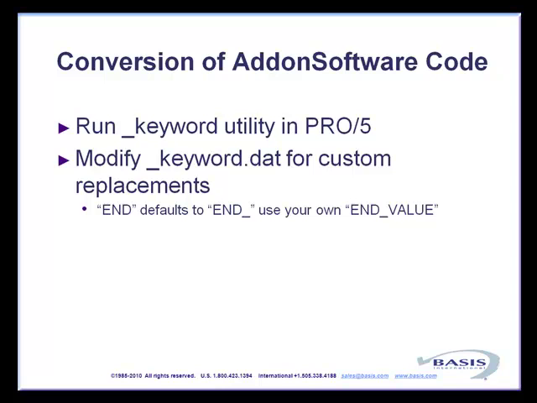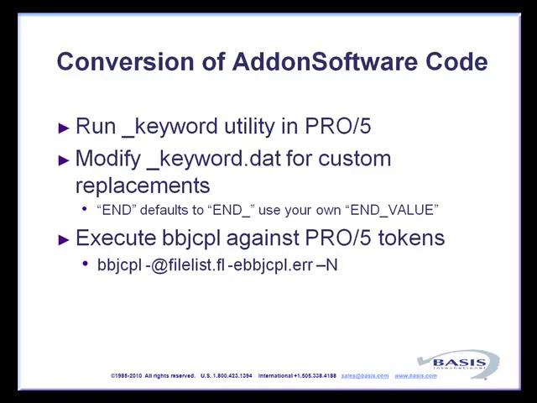So for example, end will default to end underscore, and you may decide to use your own value of end underscore value rather than end underscore. So you're free to make those changes. Of course, the caveat is be sure that you're not utilizing that new variable name in your existing code. You need to then execute the BBJ compiler, BBJ CPL, against the Pro5 tokens.